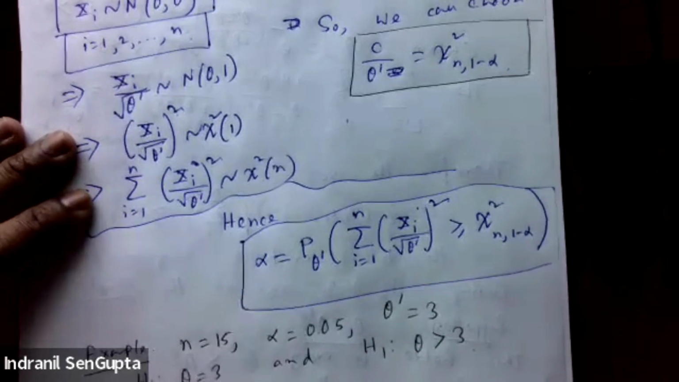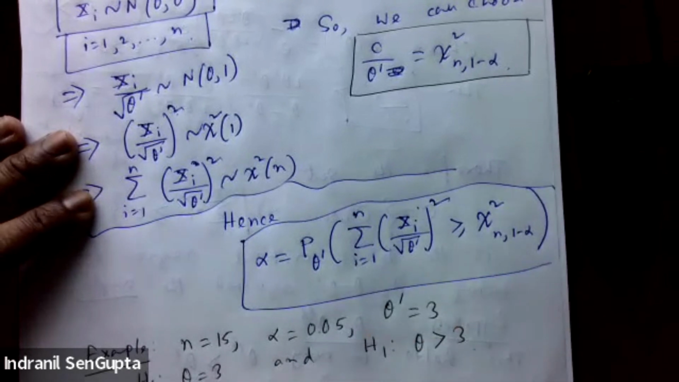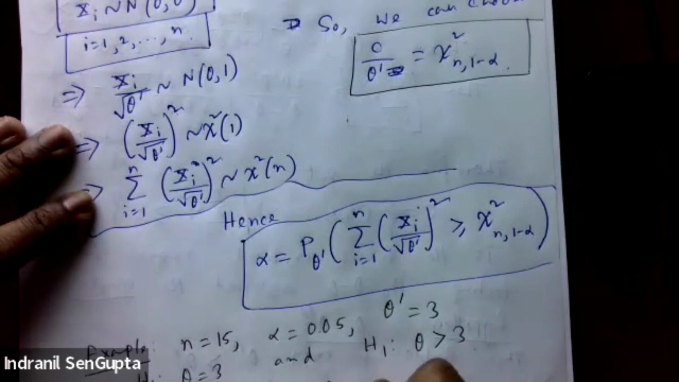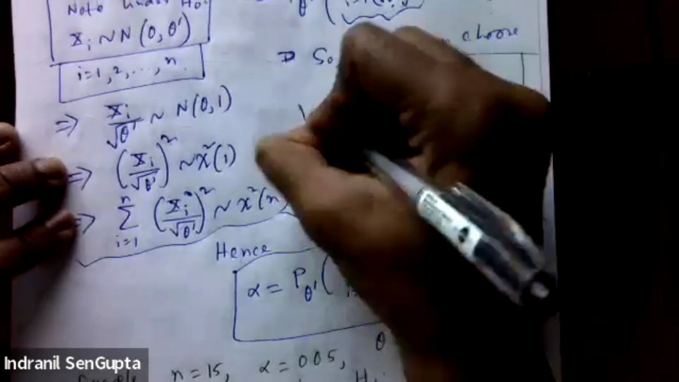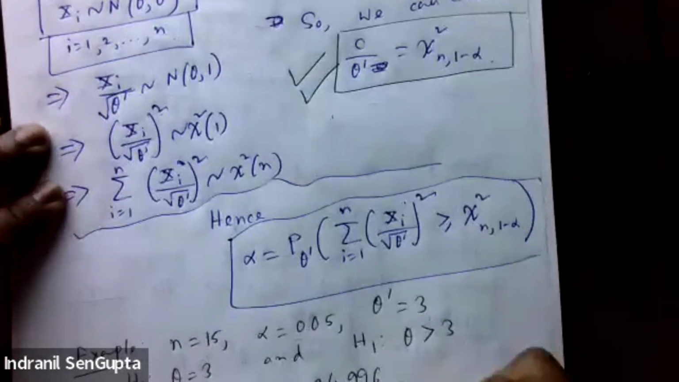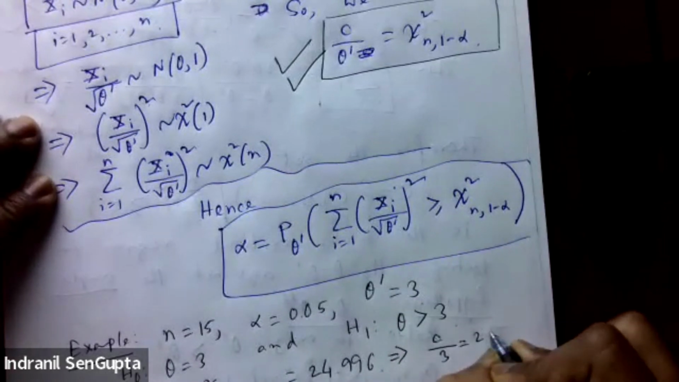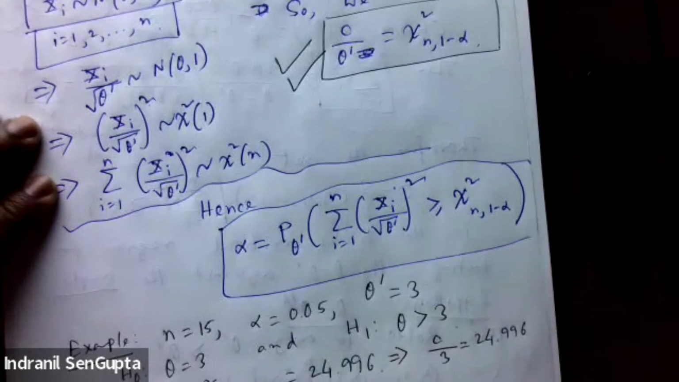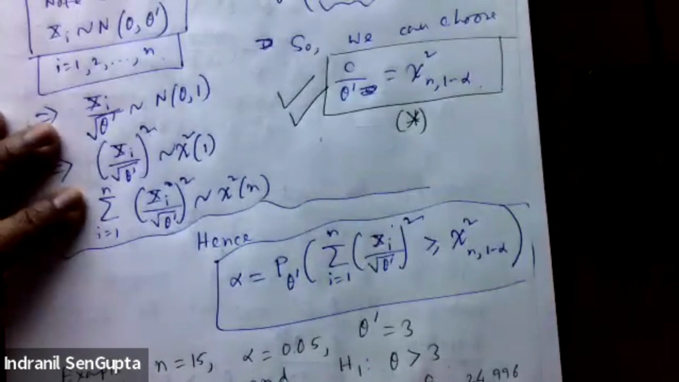so we observe that chi squared, in this case, n equals 15. So 15 comma 1 minus 0.05. So this quantity is 24.996. Okay. So hence, what should be that C? So this is the equation to keep in mind. So therefore, C over theta prime, which is 3, equals 24.996, right? Because of this equation by star.